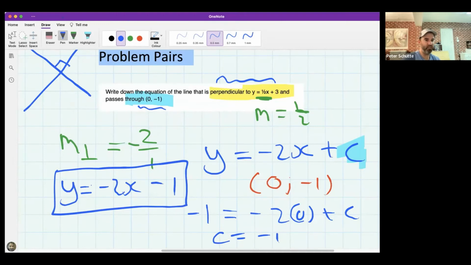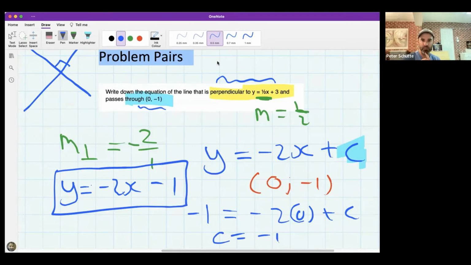Okay, give me a thumbs up if you felt okay with that. Give me a thumbs down if you felt not so good with that. Because I want to see if this is making sense, or I'm hoping that you'll see a lot of similarities with the parallel lines part, except that instead of being the same gradient, the gradient is just a negative reciprocal. Okay, I went a little bit fast there. All right, I'll slow down a little bit.